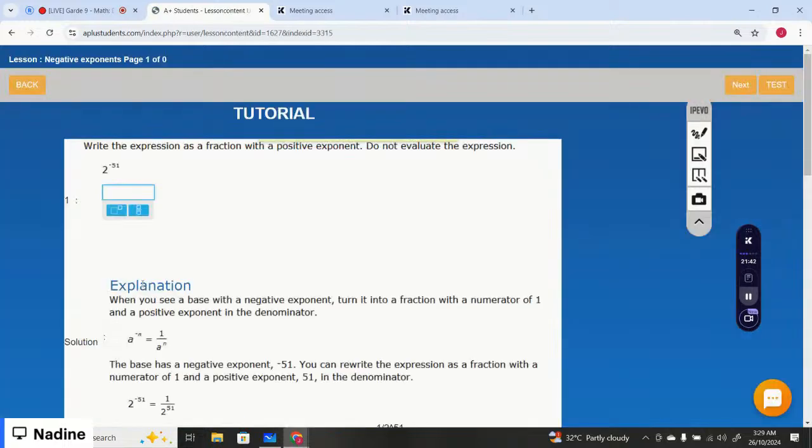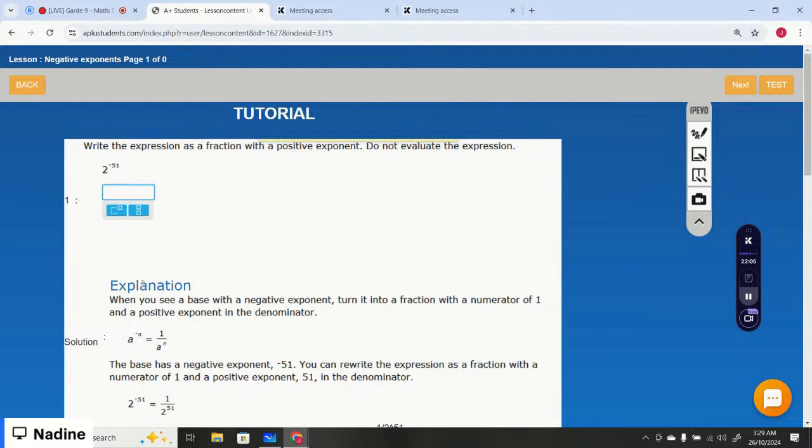2 exponent negative 51: write the expression as a fraction with a positive exponent. Do not evaluate. So you don't have to evaluate, right? So when we have a negative exponent, we turn it into a fraction with numerator of 1 and a positive exponent in the denominator.